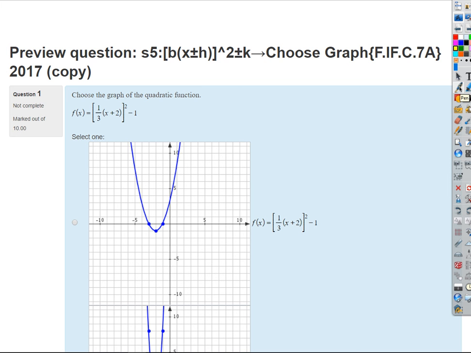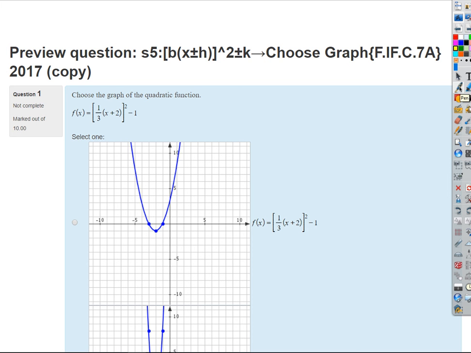Dilation. We're going to dilate first, right? Because then it's easy to dilate the graph when it's the parent graph with a vertex at the origin. Easy to do, right? Once we've dilated it, then we just slide it a little bit horizontally and vertically, and we're done, right? So what's that going to look like?